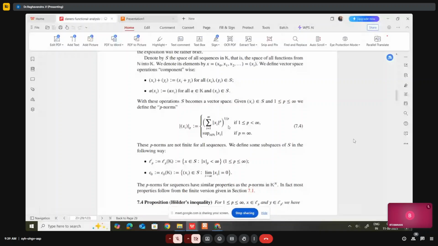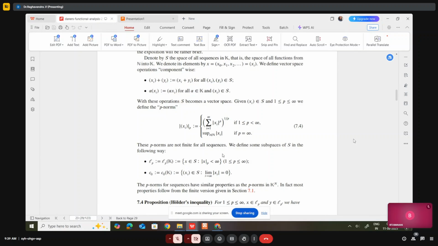It's happening because we have infinite summation. If you are on the finite summation, there is no problem. But if you are on infinite summation, then it creates a problem. So what we do is we don't worry about the case when the summation is infinite.